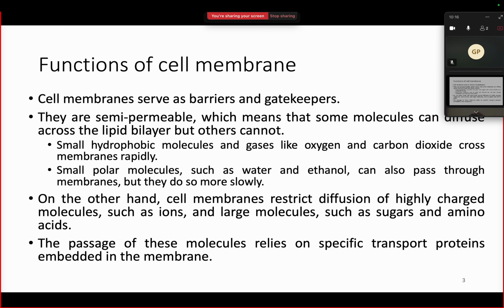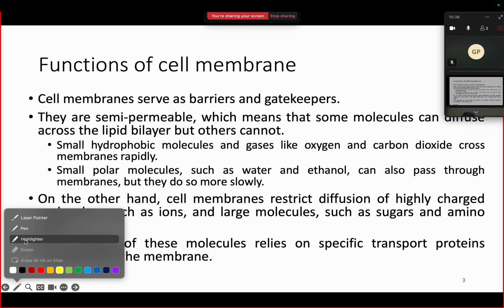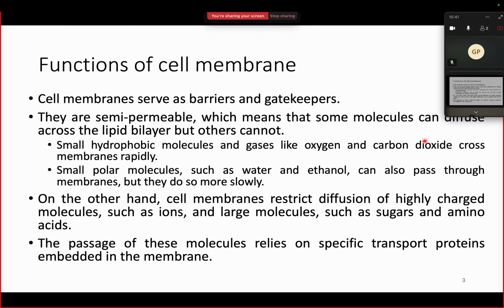They are semi permeable, which means that some molecules can come across the cell membrane, which is lipidic bilayer in nature. Don't worry, we're going to discuss what lipid is, what bilayer is. Okay, so small hydrophobic molecules like gases such as oxygen, carbon dioxide can easily, yeah, let me hit the laser pointer. Yeah, can easily pass through the membrane, while polar molecules and large molecules cannot easily pass through the membrane.